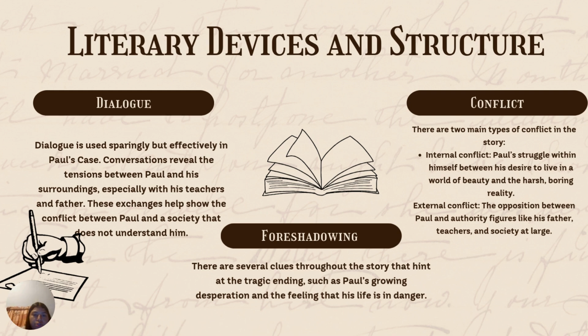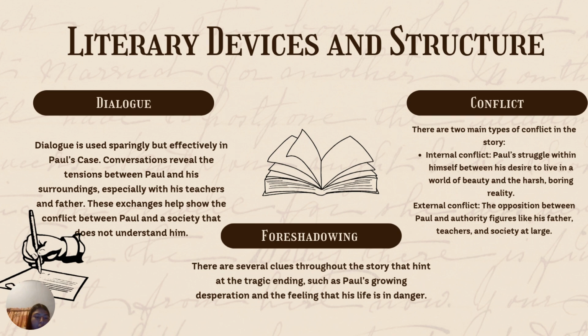Literary devices and structure. Dialogue. Dialogue is used sparingly but effectively in Paul's case. Conversations reveal the tension between Paul and his superiors, especially his teachers and father. Conflict. There are two main types of conflict in the story. Internal conflict: Paul struggling within himself between his desire to live in a world of beauty and the harsh, boring reality. And external conflict: the opposition between Paul and authority figures like his father, teachers, and society at large.